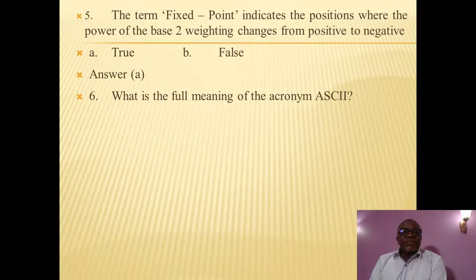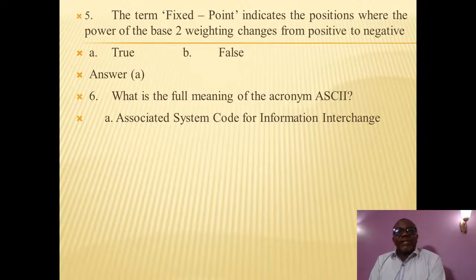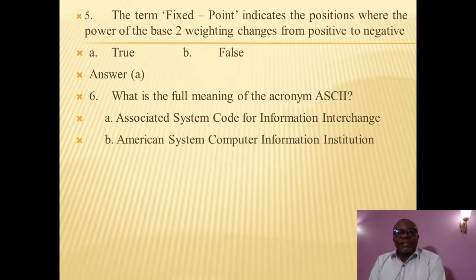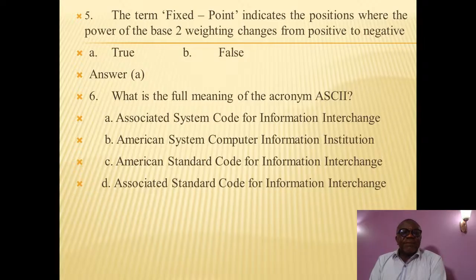Then 6, what is the full meaning of the acronym ASCII? We said, is it Associated System Code for Information Interchange? No. Is it American System Computer Information Institution? No. Is it American Standard Code for Information Interchange? Yes. Associated Standard Code for Information Interchange? No. So the answer is C.